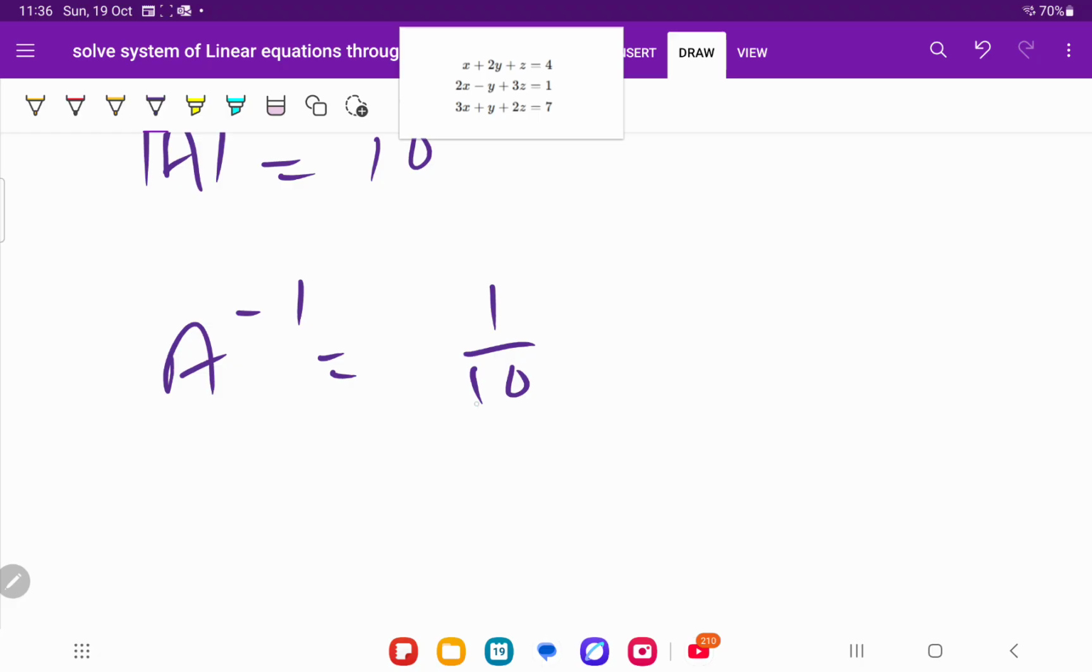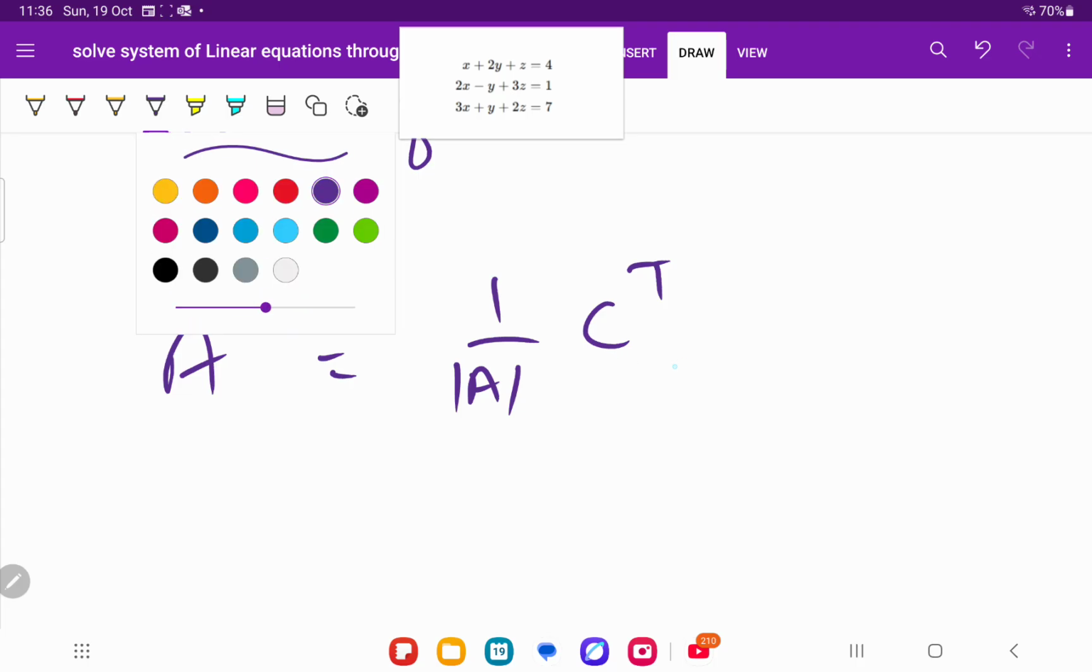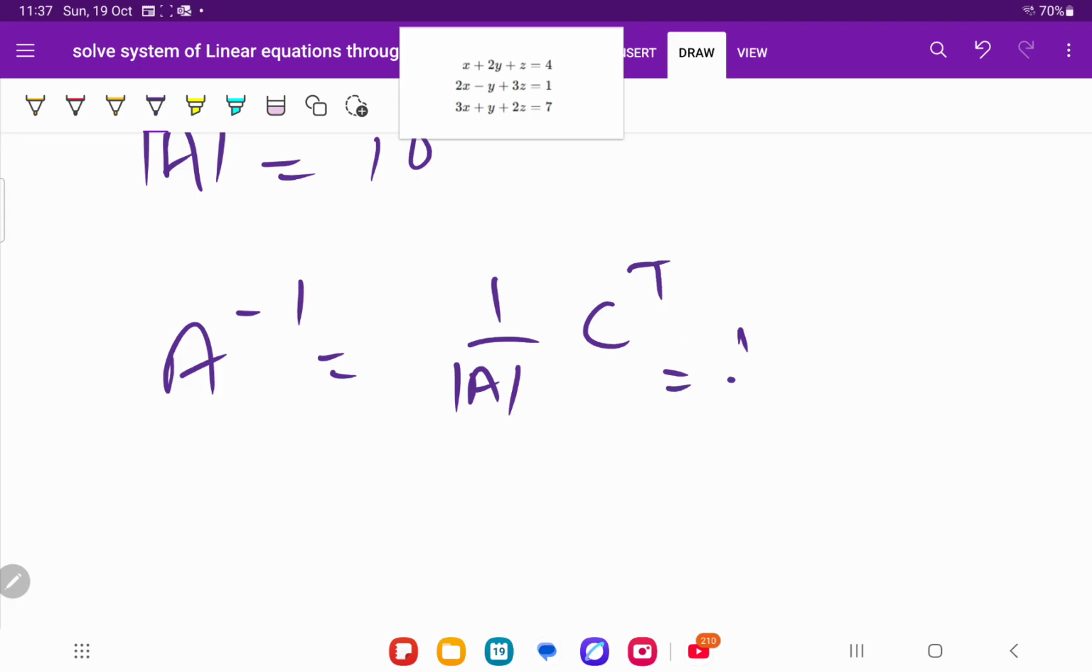1 over 10 into C transpose. This is called the A inverse. 1 over 10, meaning the determinant. Let me write it in the form of this one: 1 over the determinant into C transpose. So we already have 1 over 10, and C transpose is here.